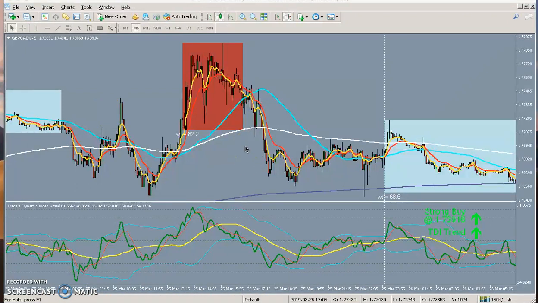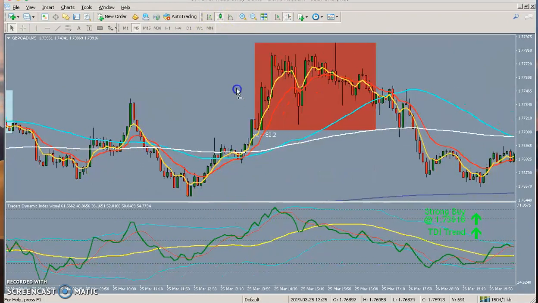So, what we're looking for is a drop and a rise back up into that area. The first thing we do is look for it to come out of the bands, right?